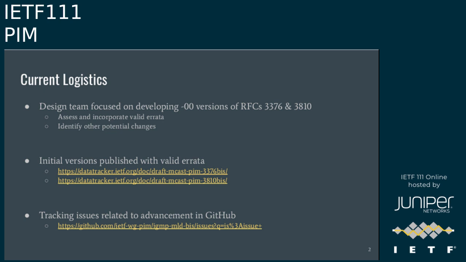Initial versions of these documents are published with valid errata and can be accessed by the links present here. Most of the content of the zeroth version, these BIS versions for 3376 and 3810, is borrowed from RFC 3376 and 3810. So it would be better to use the diff tools to see the differences, for those people who are already well aware of the RFCs and have gone through them many times. All the issues which we worked on, and the currently open issues, are tracked on GitHub. If the working group has any issues which they wish to report, they can use GitHub. Next slide, please.